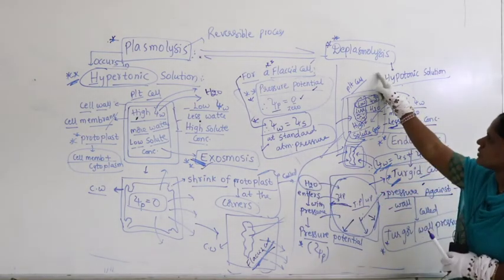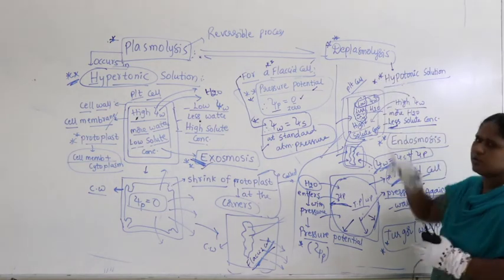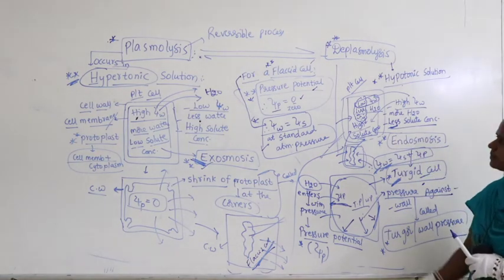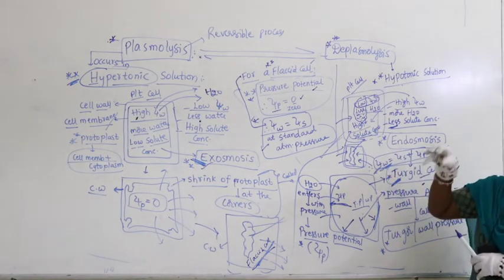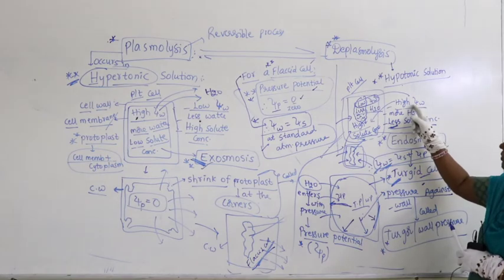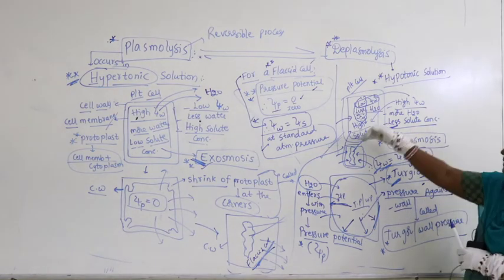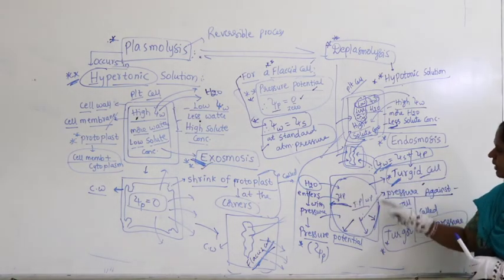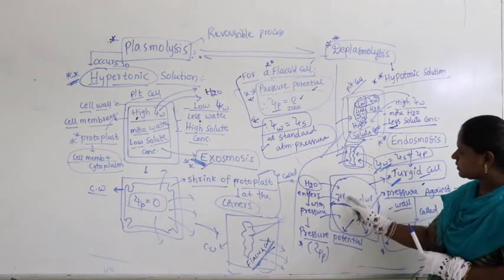Now coming to deplasmolysis, the flaccid cell is kept in a hypotonic solution. Remember, hypotonic solution means outside the cell you find less solute, more water, higher water potential. As we are keeping the flaccid cell here, inside you find more solute because total water was lost, and less water, lower water potential. So movement occurs from the external solution, higher water potential, to lower water potential. This is called endosmosis, entering inside. Endosmosis causes swelling of the protoplast, and that is called a turgid cell.